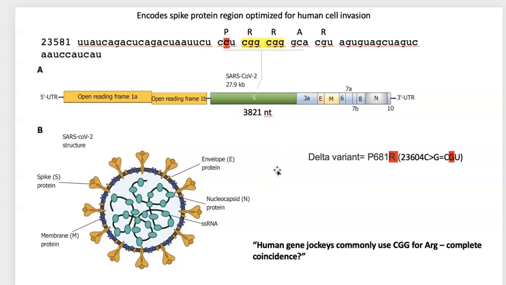When I presented these data to a structural chemist who is a leading researcher on vaccine development in the world, he had said specifically, human gene jockeys commonly use CGG to encode arginine. So when they want to insert arginine into a virus genome, they'll use the codon CGG to do that. It's a preferred codon. And again, the fact that there are two of these very rare CGGs right next to each other in this highly important Furin cleavage site is highly suspicious.